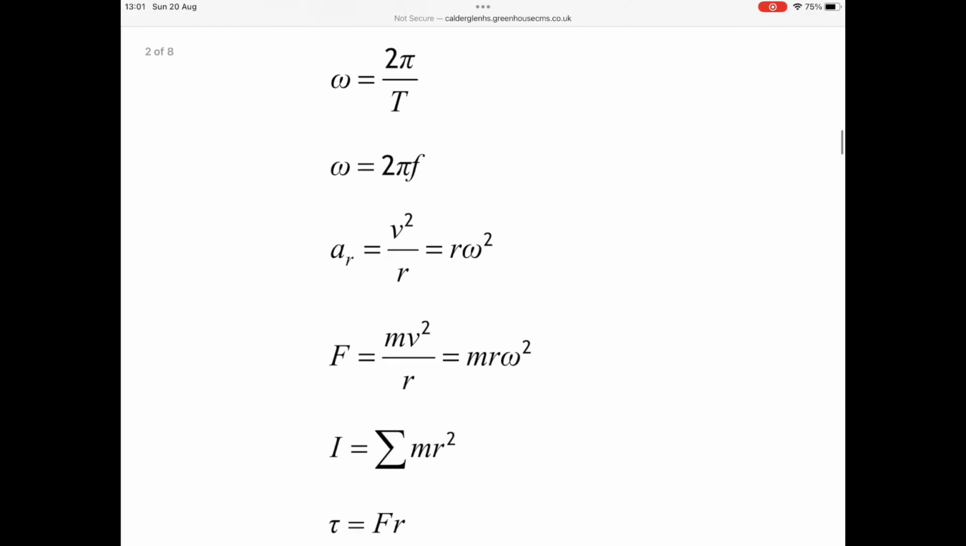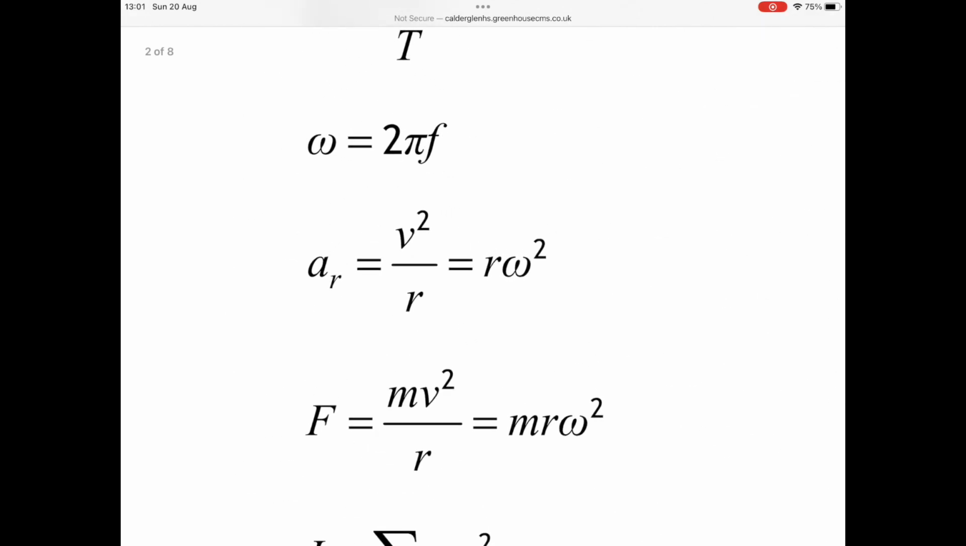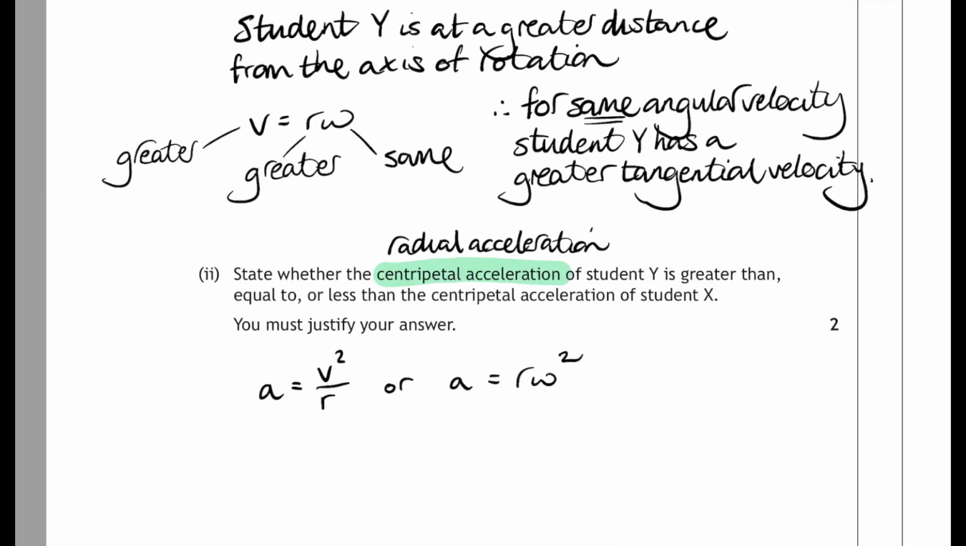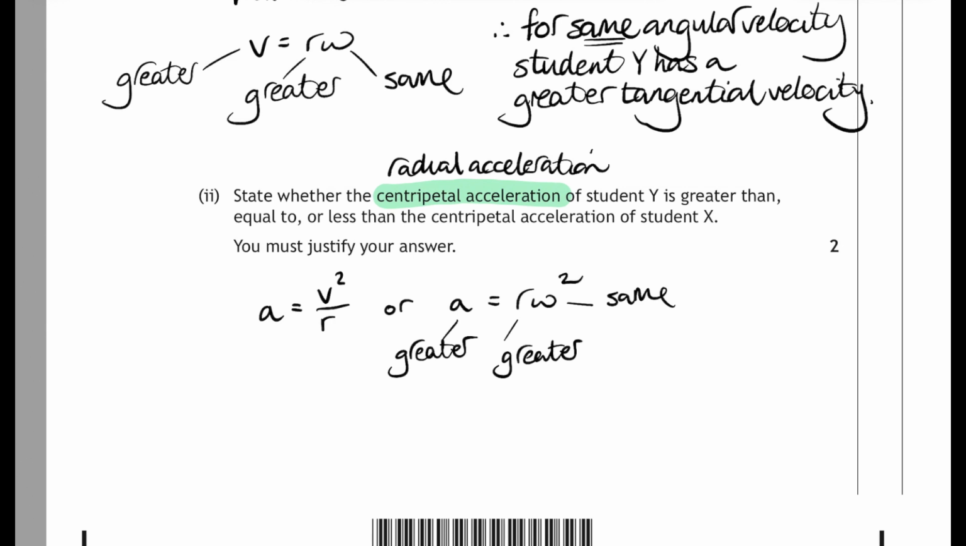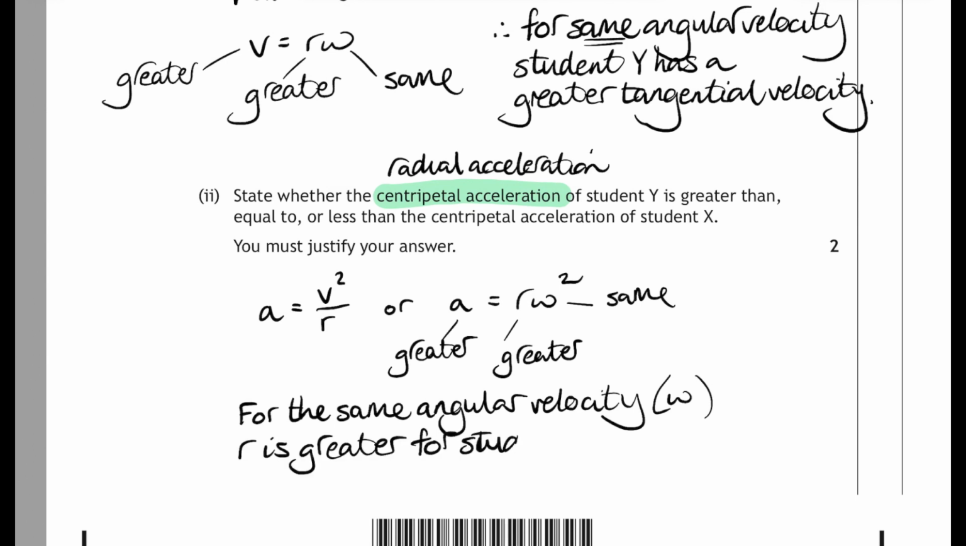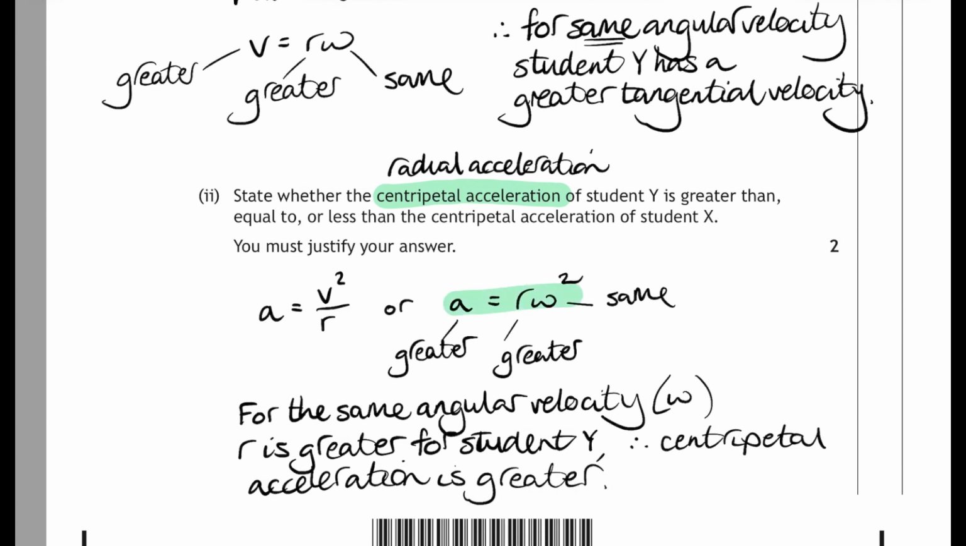You'll find it on your relationship sheet, although it's all written in one line, so we want to pick the r omega squared version, because if r is greater but the angular velocity is the same for them both, then the centripetal acceleration will be greater for student Y. How do we write that in words then? So for the same angular velocity, r is greater for student Y, so student Y's centripetal acceleration will be greater.